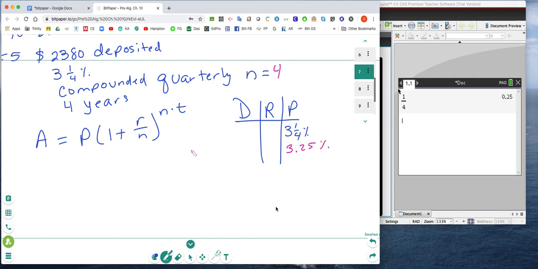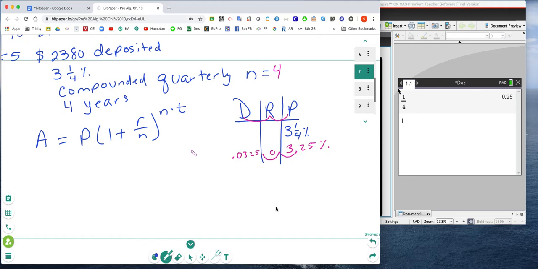But we don't want it as a percent, we want it as a decimal. So we're going to move that decimal 2 places to the left, just like we would move two places to the left to get from percent to decimal, and that's going to give us 0.0325. So now we have our rate.